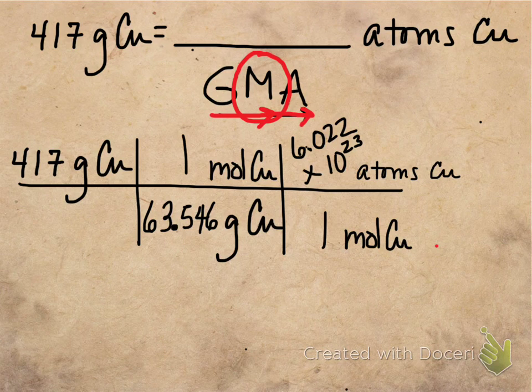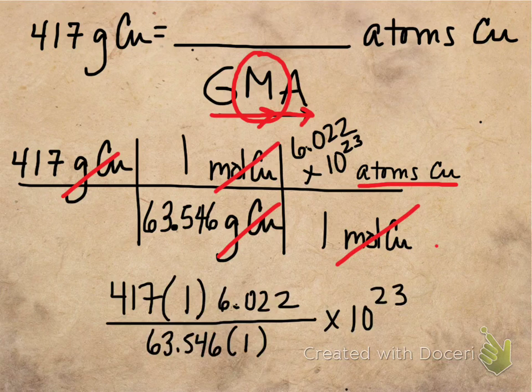Okay, now that I have all of my numbers plugged in, I'm going to check to make sure that my units cancel. Grams of copper cancels grams of copper. Moles of copper cancels moles of copper. I will end up in atoms of copper, which is right where I want to be. So I'm going to set up my math. Okay, I've got 417 times 1 times 6.022 divided by 63.546 times 1, the whole mess, don't forget your scientific notation, times 10 to the 23rd.